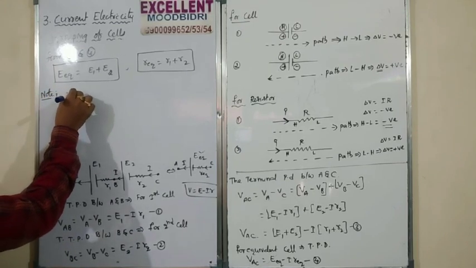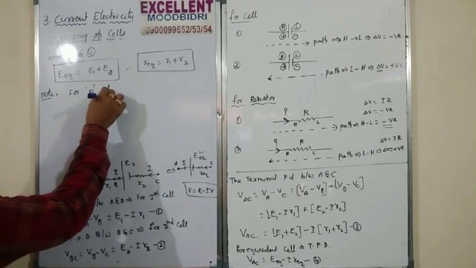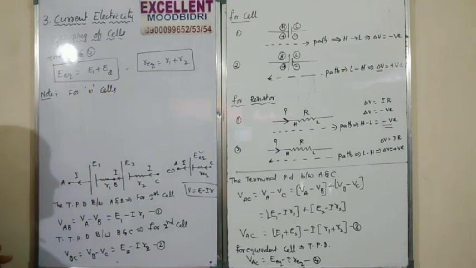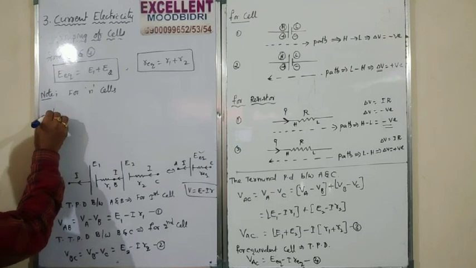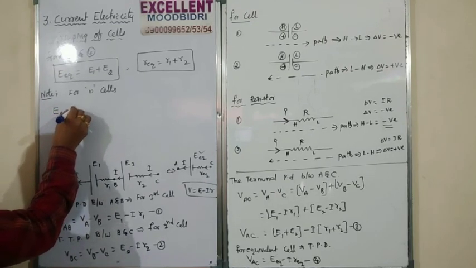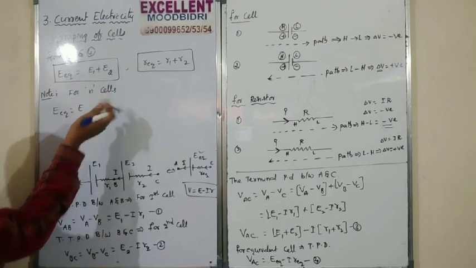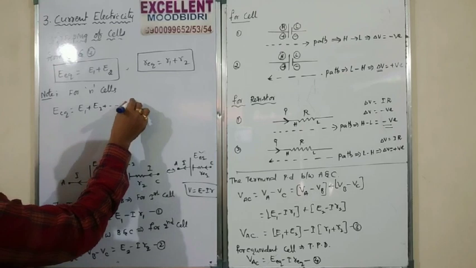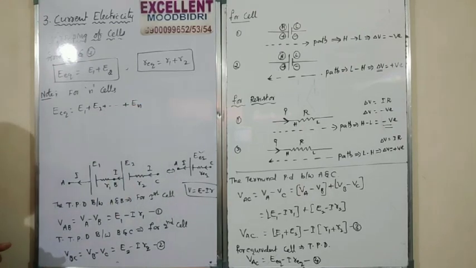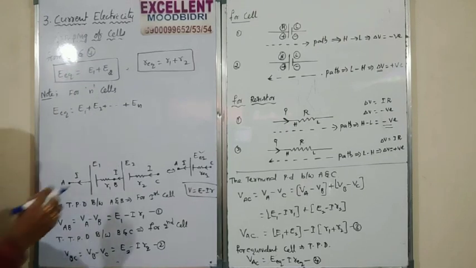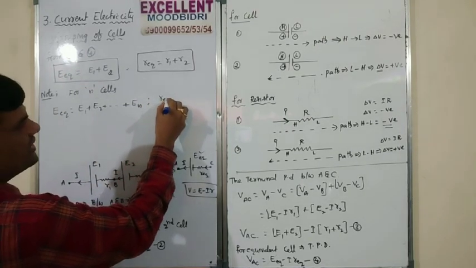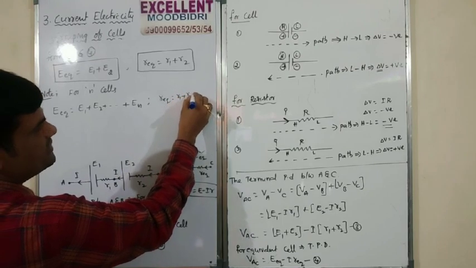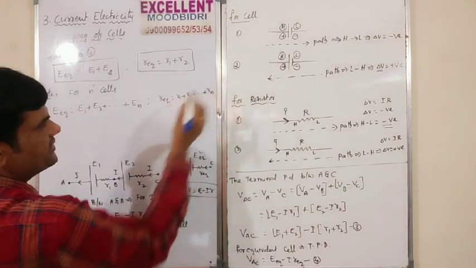For n cells, all having different EMF, what is E equivalent? If there are 2 cells, it is E1 plus E2. If there are N cells, it goes up to N only, so E1 plus E2 plus so on up to En. Because it is just the sum. Similarly, R equivalent is R1 plus R2 plus so on Rn.